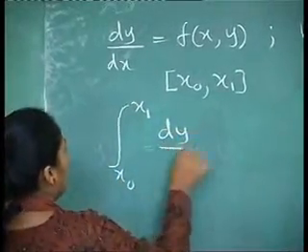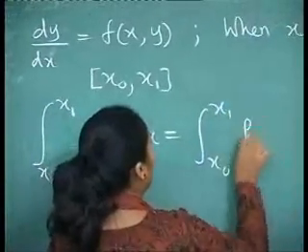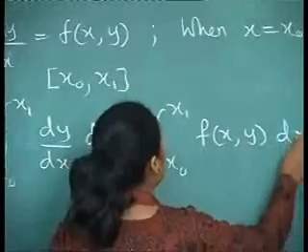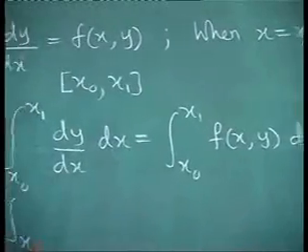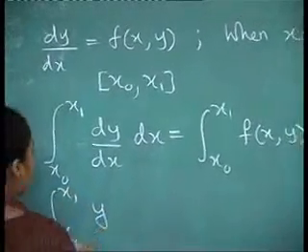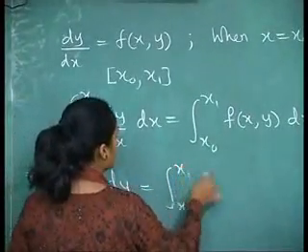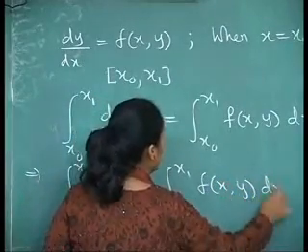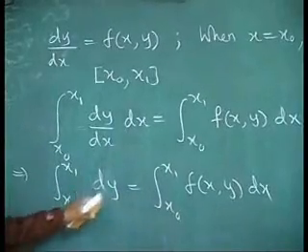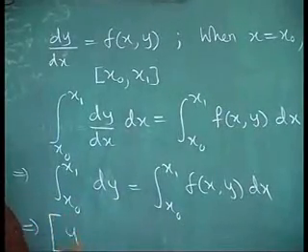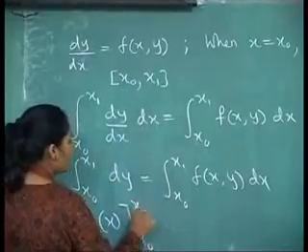So that will be the integral of dy by dx with respect to x, from x0 to x1, which is just dy, equal to the integral from x0 to x1 of f of x, y dx. Let me first concentrate only on the left hand side. Integral of 1 dy is y. But don't forget y is a function of x, and x varies from x0 to x1.